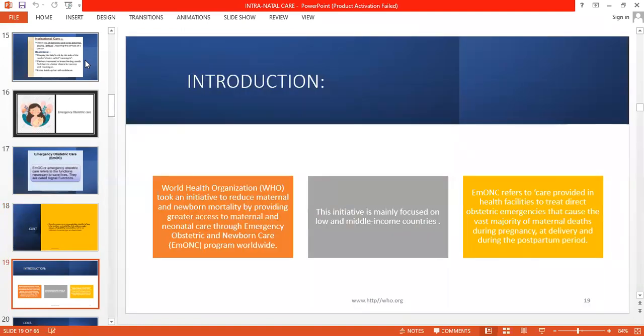WHO took an initiative to reduce maternal and newborn mortality by providing greater access to maternal and neonatal care through the emergency obstetric and newborn care program worldwide. This initiative is mainly focused on low and middle income countries. Emergency obstetric and neonatal care refers to care provided in health facilities to treat direct obstetric emergencies that cause the vast majority of maternal deaths during pregnancy, delivery, and the postpartum period.